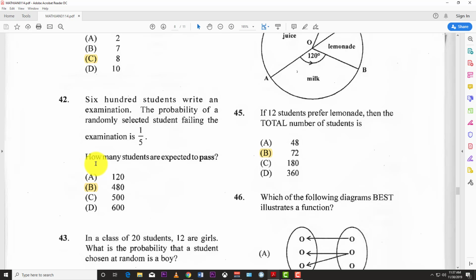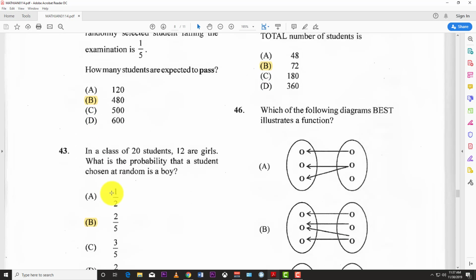42. 600 students write an examination. The probability of a randomly selected student failing the examination is 1/5. How many students are expected to pass? And the answer is B, 480.